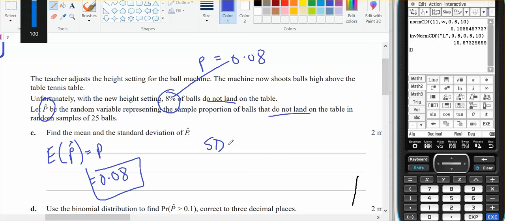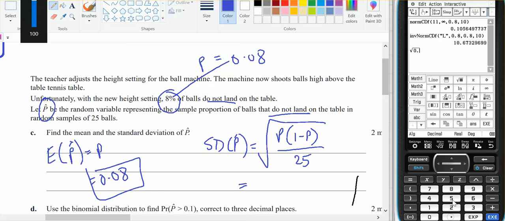The standard deviation of P hat will be the square root of p times 1 minus p on n, where n is 25. I need to do it exact, not in decimals. So the square root of 0.08 times 0.92 divided by 25 equals the square root of 46 on 125.